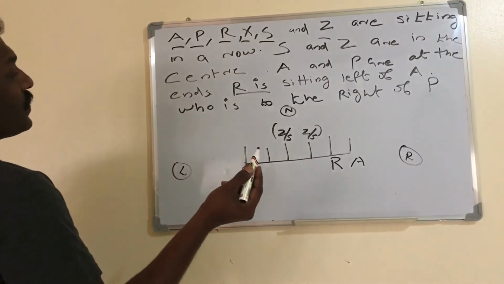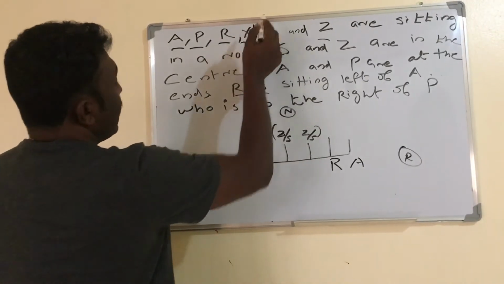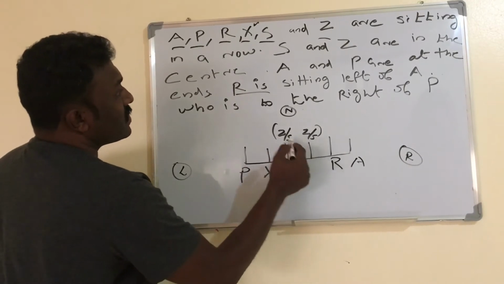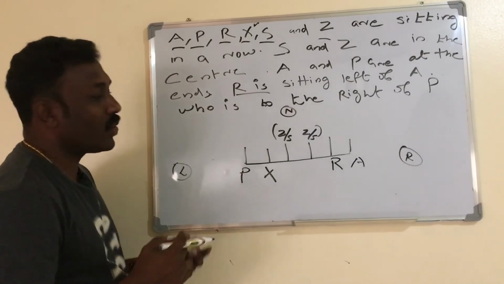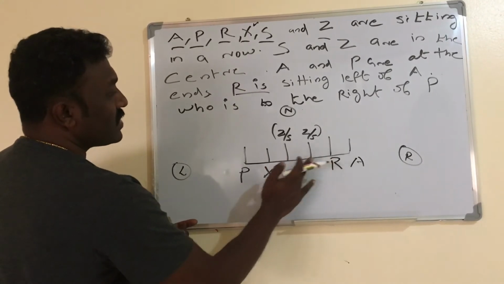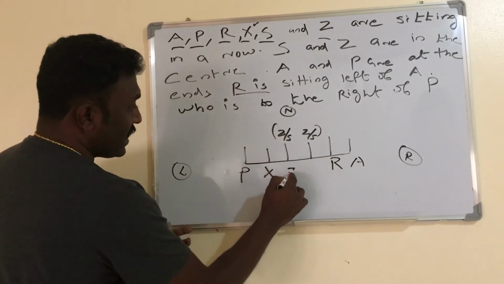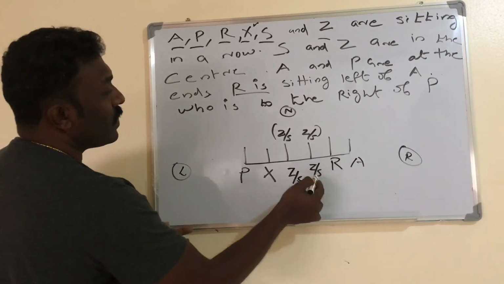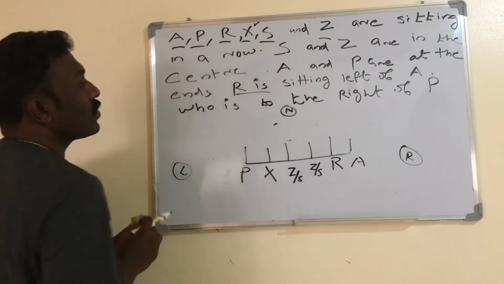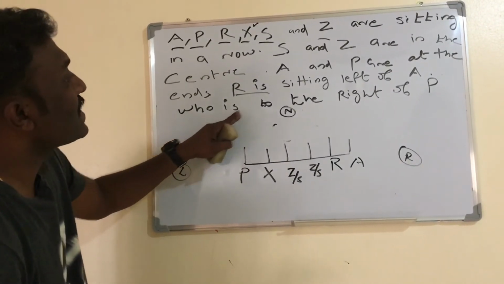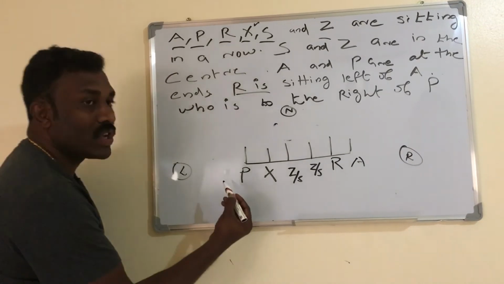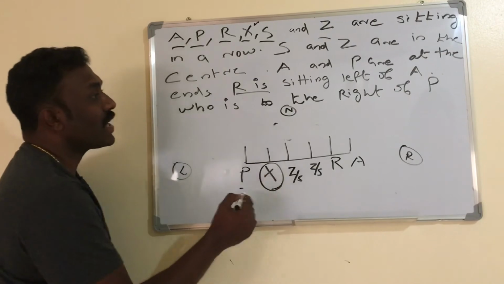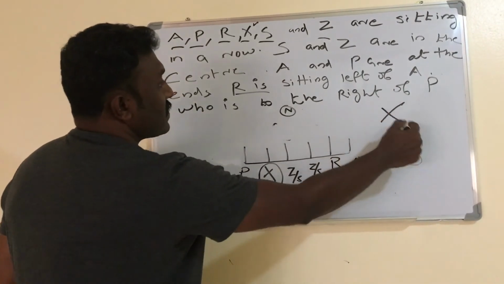Then who is left? Then left is X. X should come here, because here is Z or S, and we don't know who will be here. They didn't mention. Maybe this is Z or S, or maybe this is Z or S. Any of them will come here. Next, the question they have asked: who is to the right of P? This is P, the right side of P is X. So the answer is X.